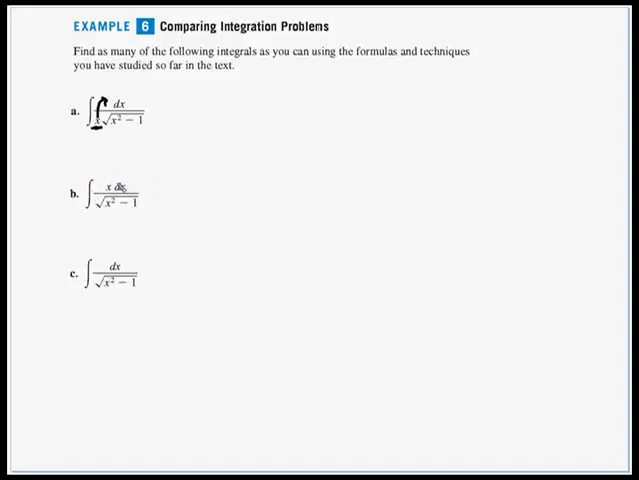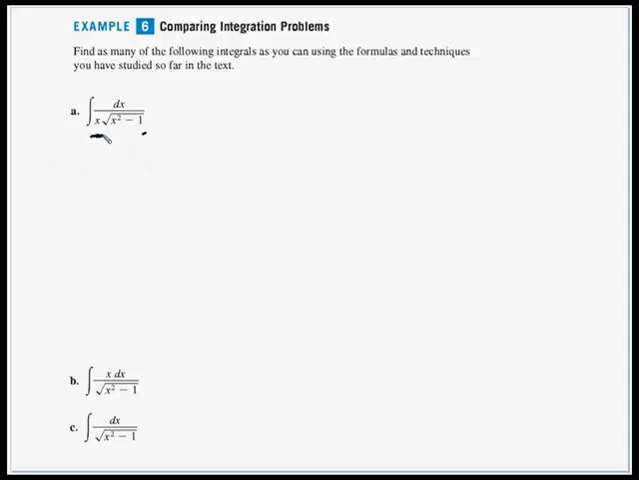In part C, that x is nowhere to be found. We just have our dx up top, and our denominator is the radical with x squared minus 1 under it. So these are all pretty close, and each requires a different technique to integrate. Maybe the hard part is figuring out which one is which. If we check out that first one, it looks like it's going to fit the arcsecant pattern.